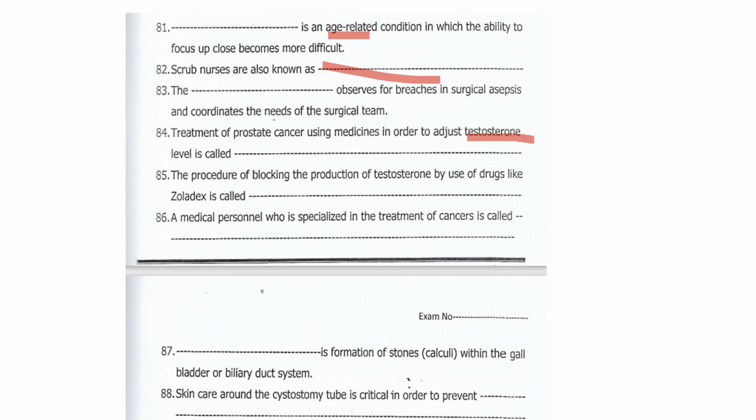Then we go to 88, which says skin care around the cystostomy tube is critical in order to prevent what? That is infection, definitely. To prevent infection. That is the answer.